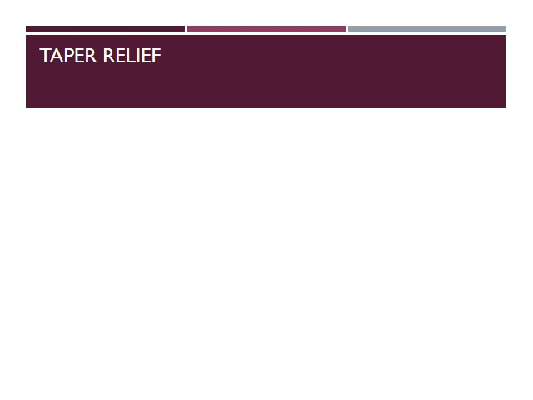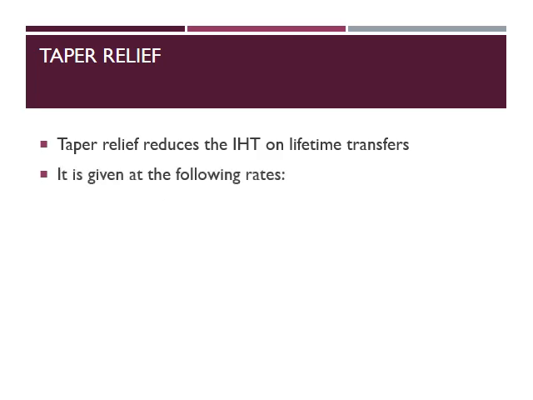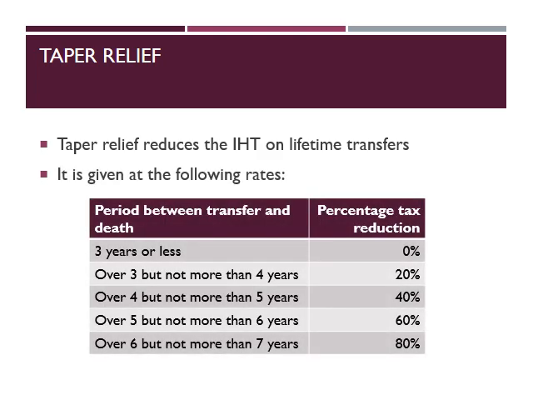Earlier I mentioned taper relief, and this reduces the inheritance tax on lifetime transfers, and it's given in the following rates, and all of these are given to you in the exam itself. So for transfers that are within 3 years of the death, there's no reduction. Between 3 and 4 years it goes to 20% and then builds up to 80%. Now, if it's the case that we have a transfer that's more than 7 years, that is irrelevant because we ignore transfers older than 7 years.